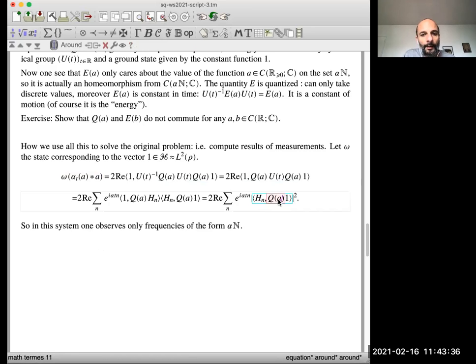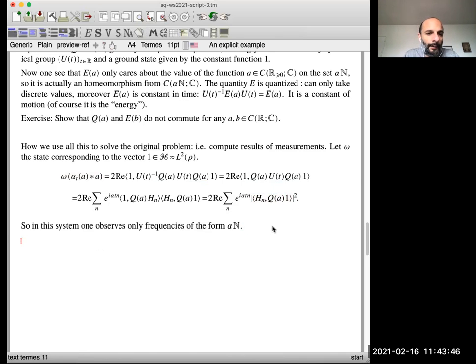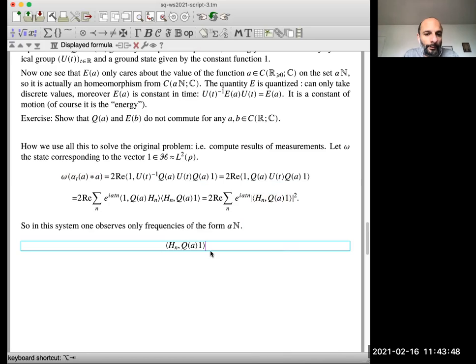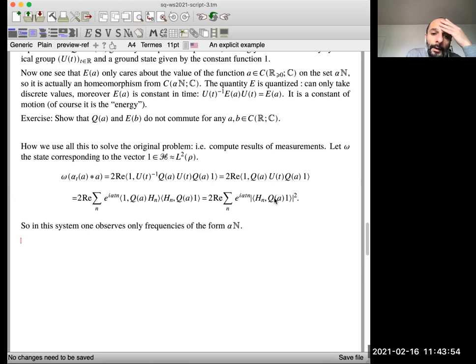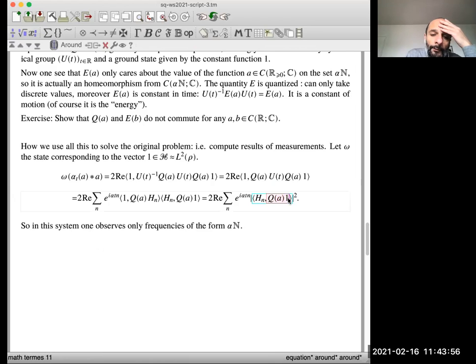For example, I didn't insist much, but of course this is a multiplication operator. So A has to be a bounded function, so I cannot really match the H. But I can simplify this formula. You can take this Q of A of 1 to approximate Hn for some n.